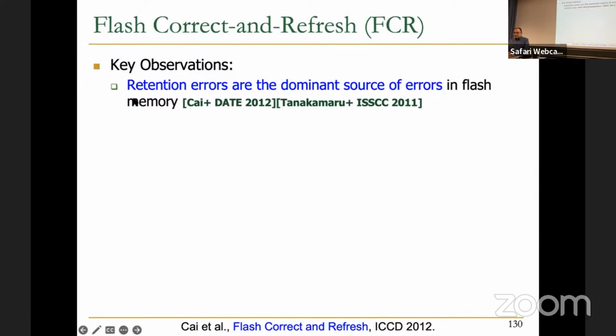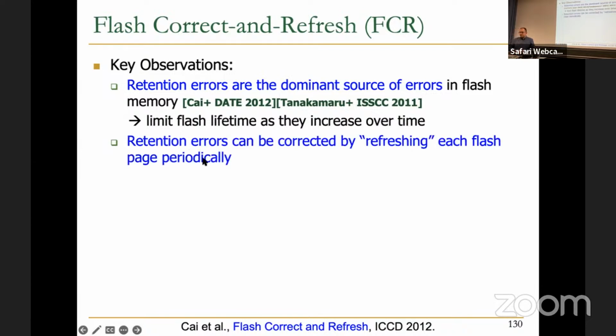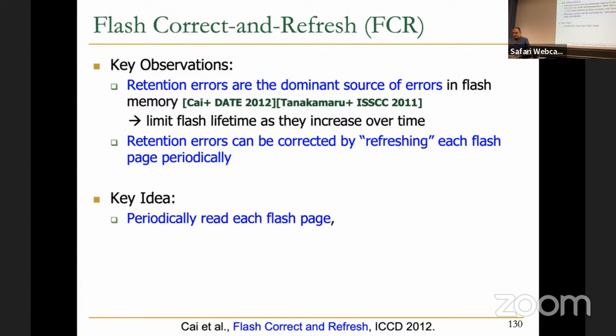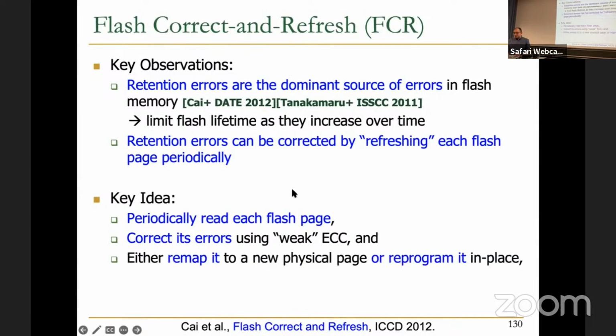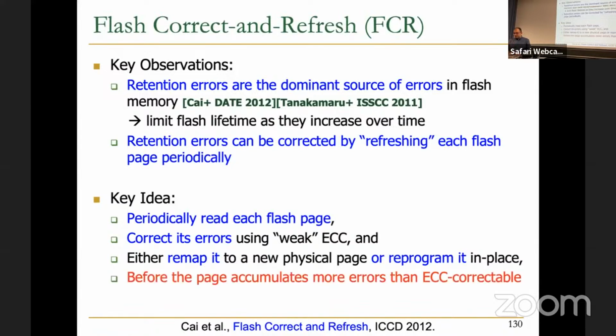So our key observations are that retention errors are the dominant source of errors, which we already discussed, and retention errors can be corrected by refreshing each flash page periodically. Our key idea is to periodically read each flash page, correct its errors using a weak ECC, and then either remap it to a new physical page or reprogram it in place. This reprogramming in place is considered in-place refresh. It is important that we do it before the page accumulates more errors than the ECC can correct. Specifically, we are using a weaker ECC, so you need to refresh soon enough, before that page accumulates a lot of errors.